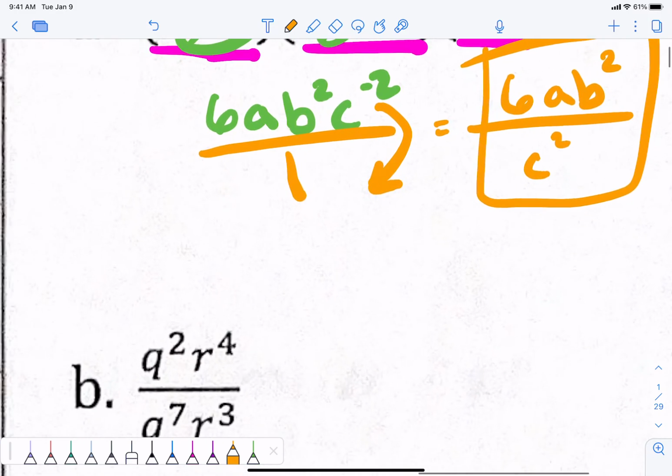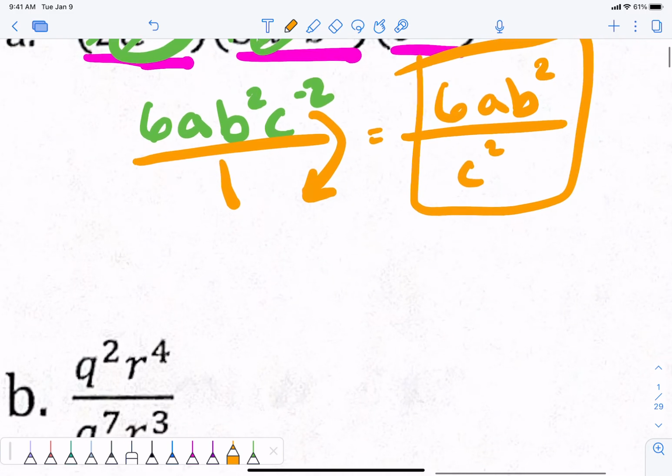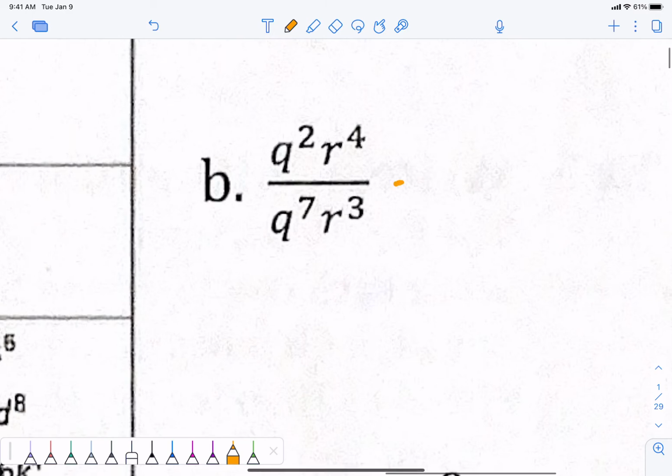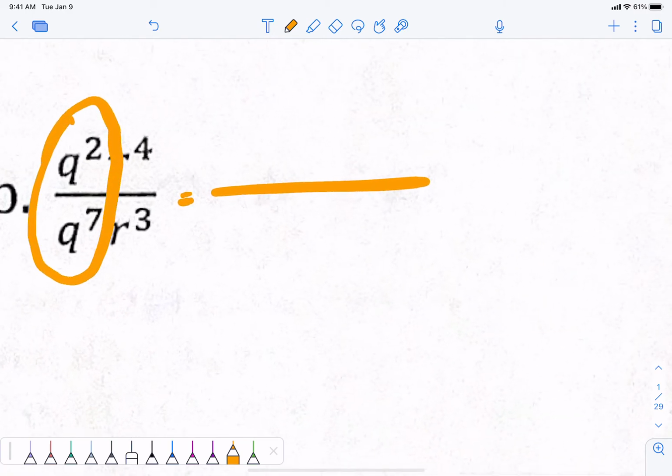All right. So answer the questions, and check your answer. 6ab squared over c squared. Good? Okay, now B. We have a bunch of Q's and a bunch of R's, and we're trying to get them to go away with each other. I have 7 Q's on the bottom and 2 Q's on the top. If you subtract those, I will end up with 5 Q's, but where will they live? On the bottom. This is Q to the 5. You could have q to the negative fifth power on the top, but we always want to make our exponents positive, so we're just going to leave it like that.